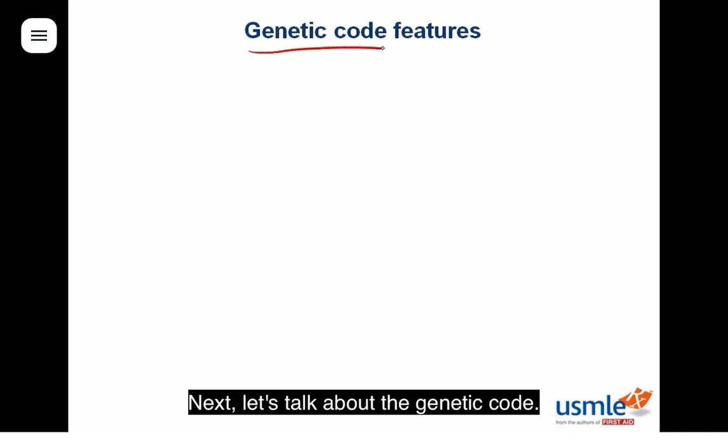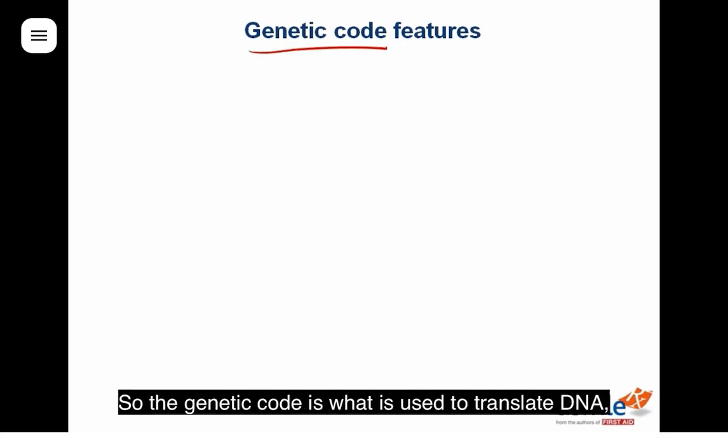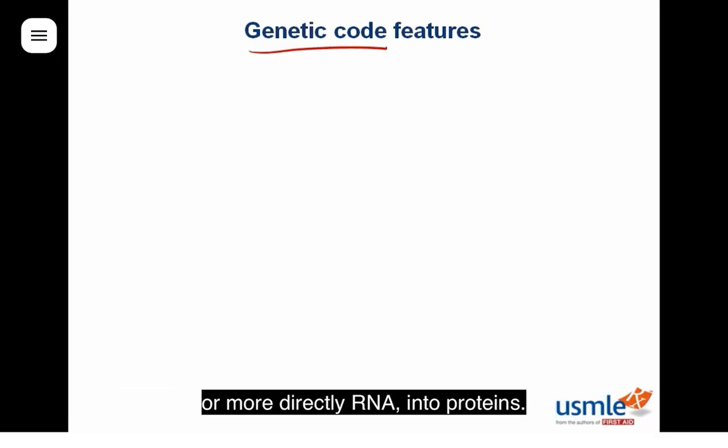Next, let's talk about the genetic code. I won't spend a lot of time on this since you probably learned about it in high school, but I'll cover some of the key points that you might see in your exam. So the genetic code is what is used to translate DNA, or more directly RNA, into proteins.